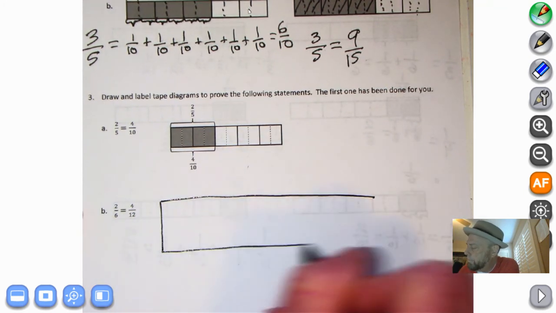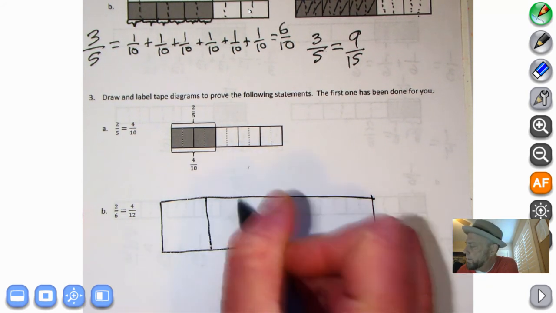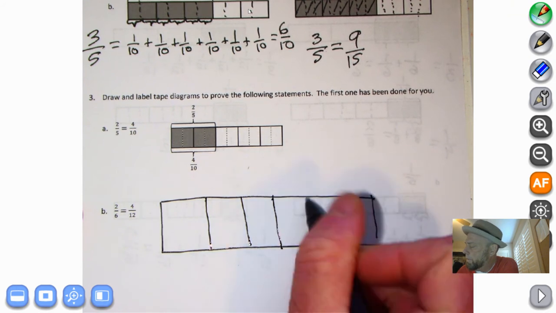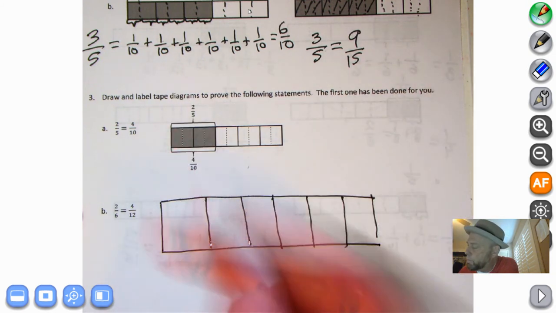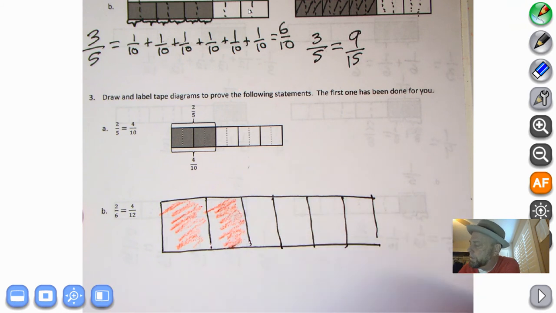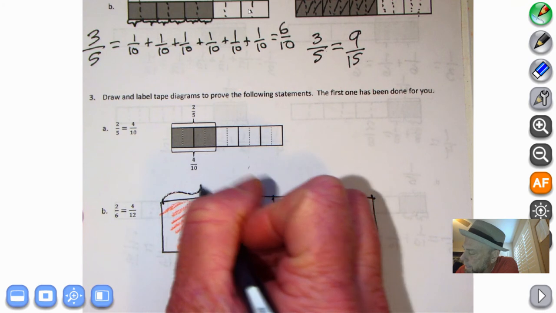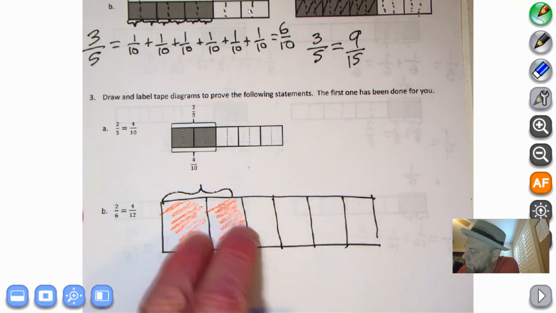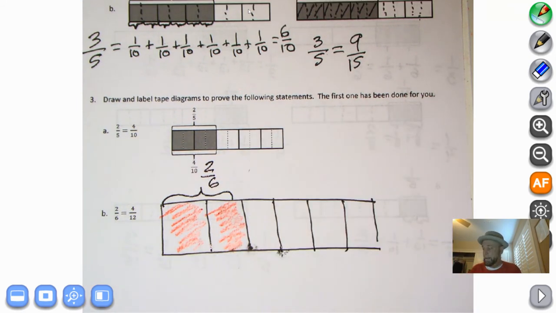So let's make a tape diagram, and we're going to break it into 6 pieces. 1, 2, 3, 4, 5, and 6. And now what's the numerator? 2. So that's how we're going to start, and we're going to make a bracket, and the bracket's going to show 2/6. Got it? Okay, now, the next thing that we're going to have to do is see how we could break 6 into 12 pieces.